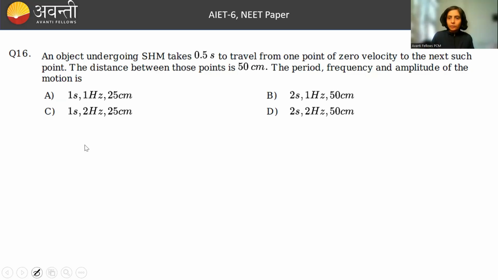So in this next question, let's see what is given. An object undergoing SHM takes 0.5 seconds to travel from one point of zero velocity to the next such point. Okay, so this is a question from SHM.